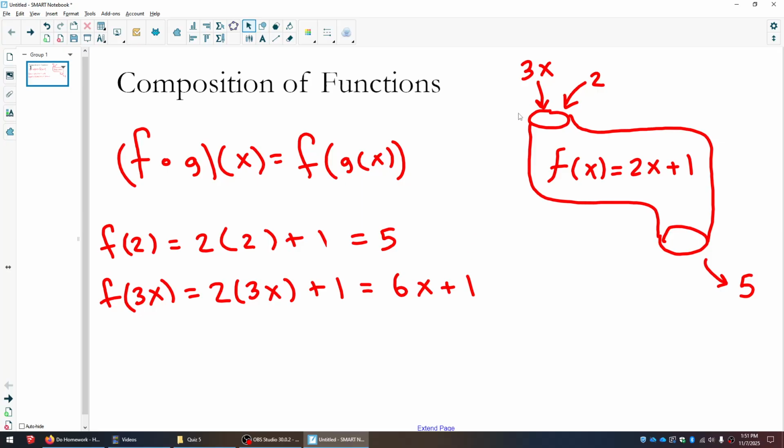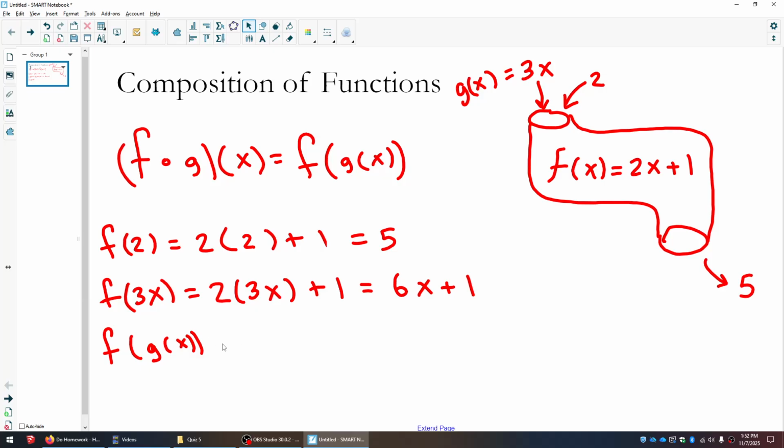Why would it be called composition of functions? Well, we're composing or bringing together functions. You can look at this 3x here and say, that's just an expression. Or you could say, wait a minute, this is a function. We could call it g of x. g of x equals 3x. So what we're doing down here is f of g of x. g of x is 3x, and we were replacing g of x with 3x.